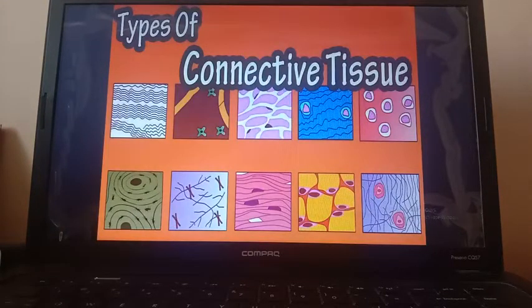Connective tissue forms 30% of the total body part. From the name only you can understand that connective tissue mainly connects different parts of our body. It is also known as joining tissue, as it joins various organs of the body.